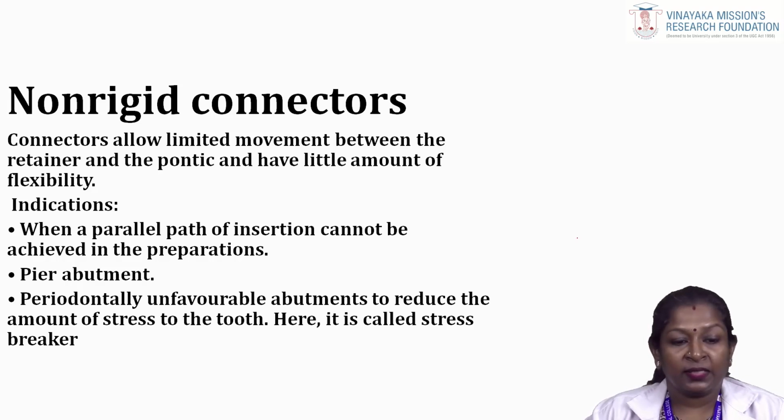Coming to non-rigid connectors, these are connectors that allow limited movement between the retainer and the pontic and have a little amount of flexibility between components. This is indicated when preparing two abutments will not give a parallel path of insertion, or a parallel path of insertion cannot be achieved during preparations. It is also indicated in case of a pier abutment, and in periodontally unfavorable abutments to reduce the amount of stress to the teeth. Here, the non-rigid connectors are also called stress breakers.